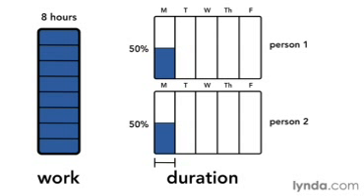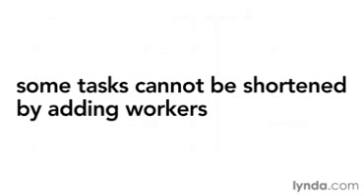Then there are tasks that don't get shorter no matter how many people you assign. Meetings are the classic example. A one-day meeting is 1 day whether 3 people attend or 10. Because of the relationship between duration, work, and units, you can assign people in different ways to make the schedule do what you want.